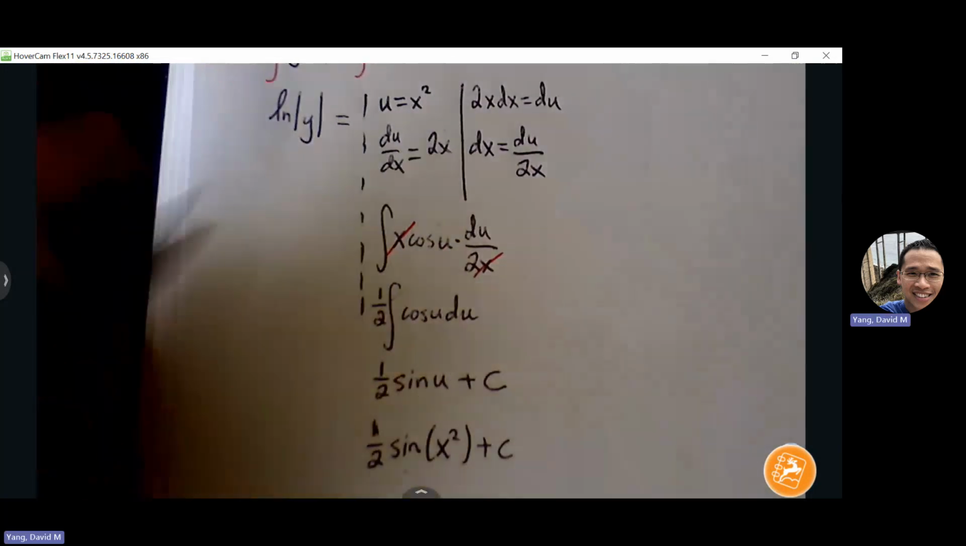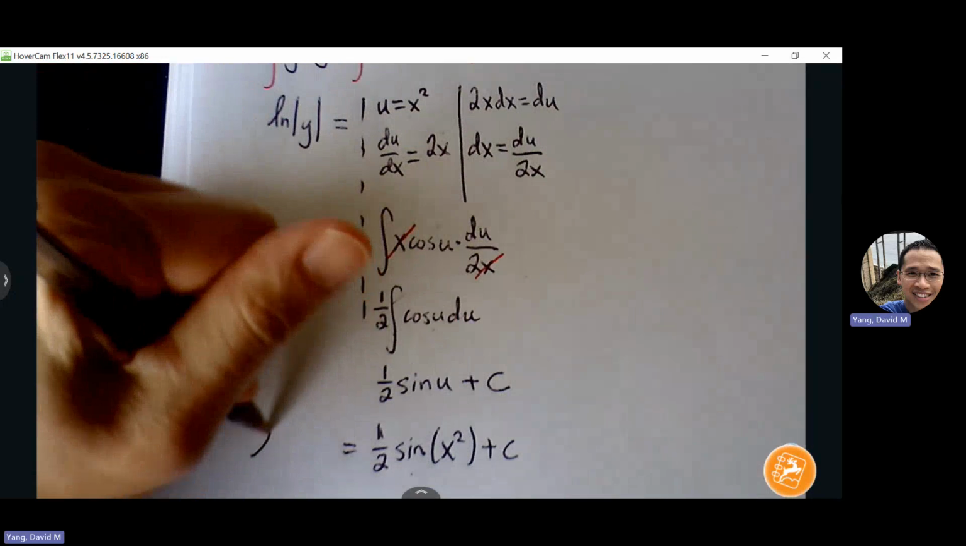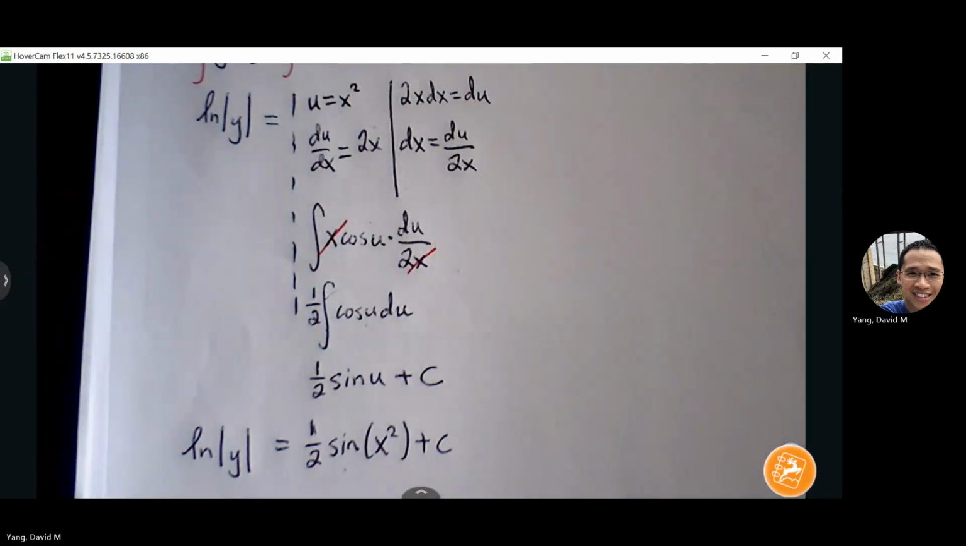So the left side was quick and easy. The right side, we got to go through all this. But now we can set them equal to each other. Any questions so far?